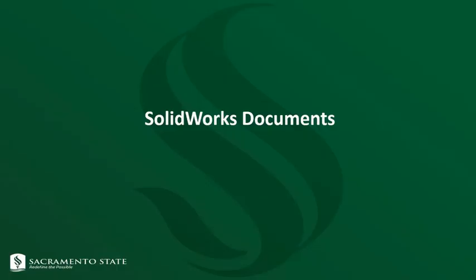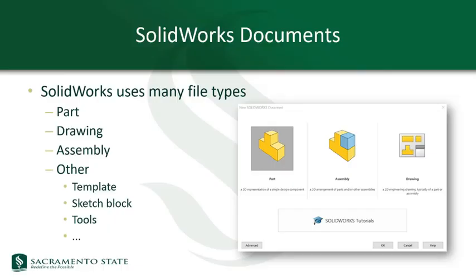There are basically three different document types in SolidWorks. A component is designed in a part document, and an assembly is made by combining multiple components. Drawings are made by projecting the parts or assemblies. When you create a model, you need to select the proper type of document.